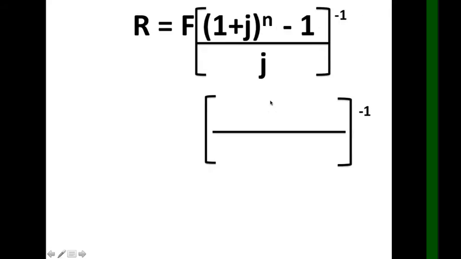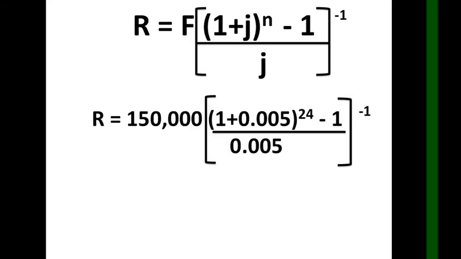So, to solve for the R or periodic payment, we will use the formula F times the quantity (1 plus J) raised to N minus 1, over J, raised to negative 1. Now, substitute the given to the formula. Using your calculator, please follow me. First, click open parenthesis, 1 plus 0.005, close parenthesis, raised to negative 24. Click equals, minus 1. Click equals, divide 0.005.